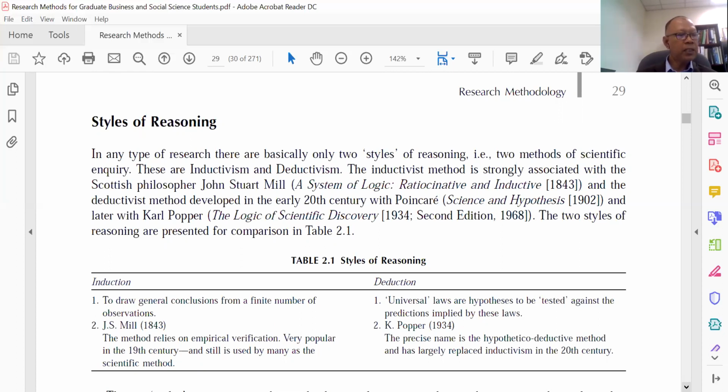In our next class, inshallah, we'll discuss the research cycle, and we will also discuss the problems with the research process.